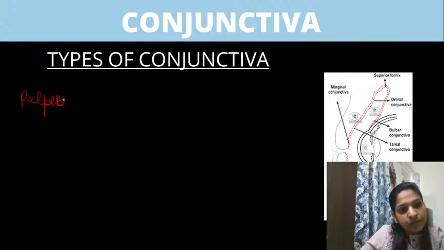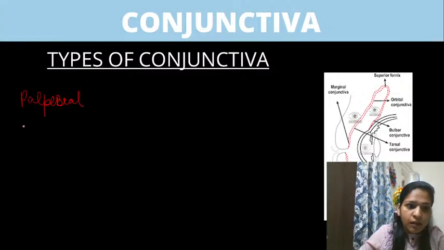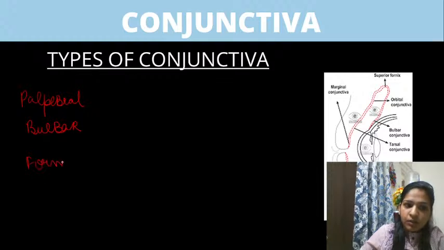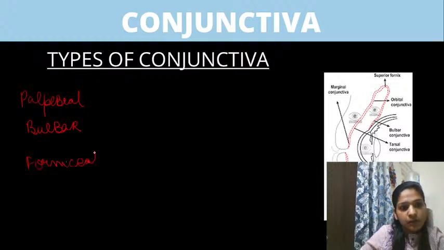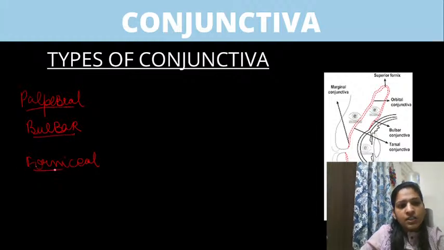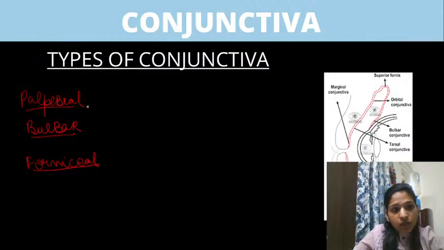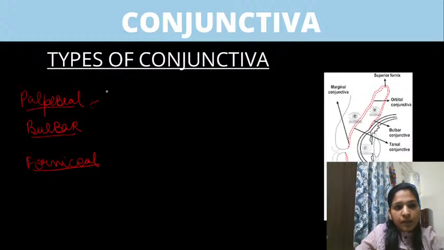Palpebral conjunctiva, bulbar conjunctiva, fornical conjunctiva. Okay, there are three types of conjunctiva in our eye. So conjunctiva is basically the outer layer of the eye. So in this diagram, as you can see, first of all we'll study about the palpebral conjunctiva.